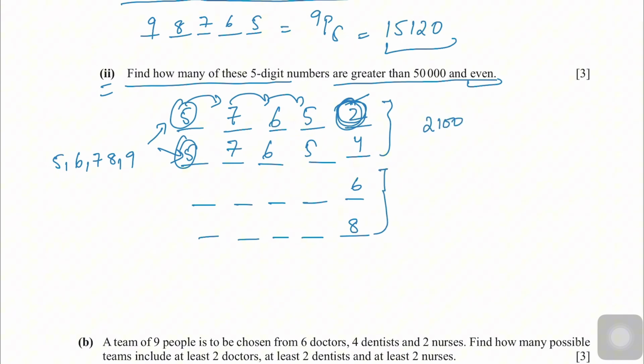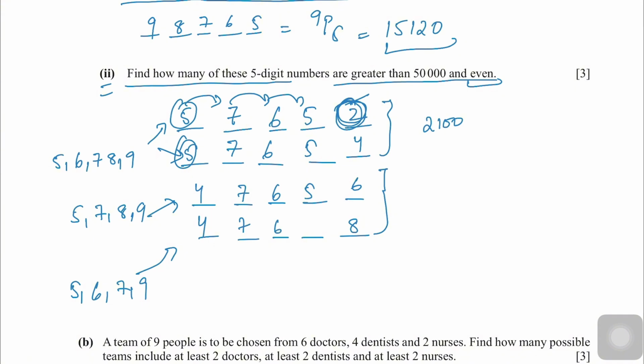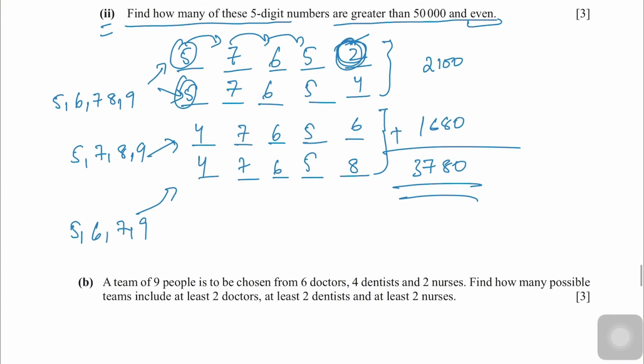And then here we'll have our options as 5, 7, 8, and 9 over here. And here we'll have 5, 6, 7, and 9. So 4 choices over here and 4 choices over here, and then 7, 6, and then 5. So we'll get our answer as 1680 over here. We'll add both, and we'll get our final answer as 3780. So this is our final answer.